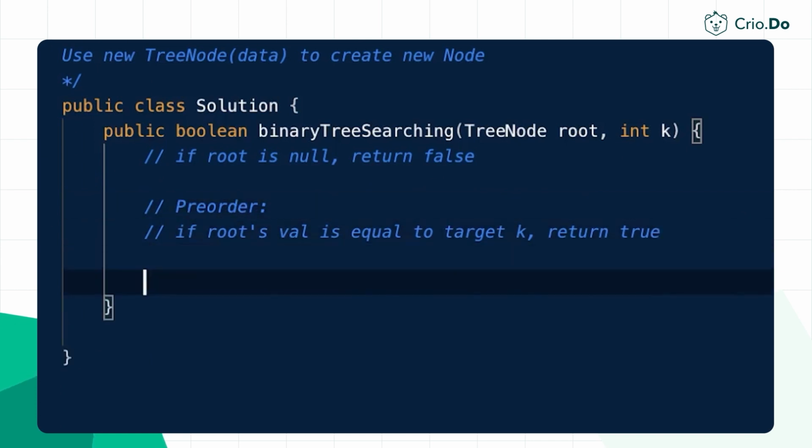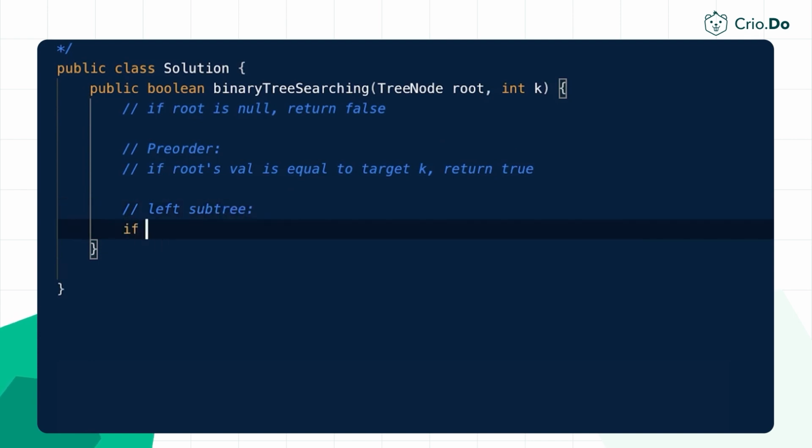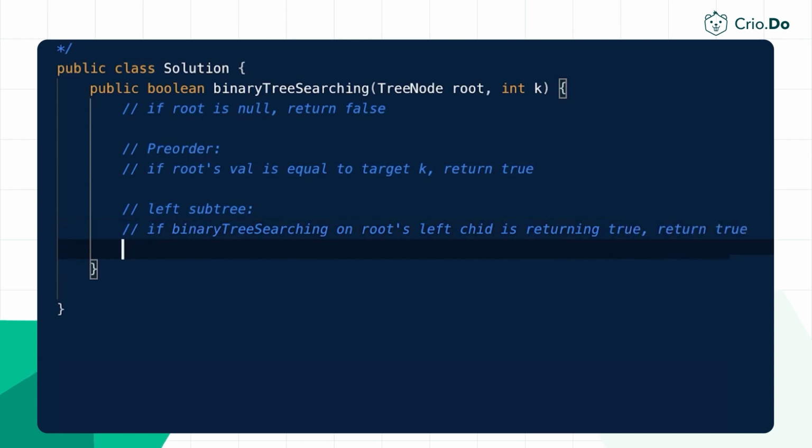If the root node is not able to give me the target, then I am going to search the left subtree by making a recursive call. So I can say, if the recursive call on binary tree searching, on root's left child first, because we are currently making the left subtree call, is returning true, then we will return true, that is, target is found. If the left subtree has the target node, the overall tree also has the target node.